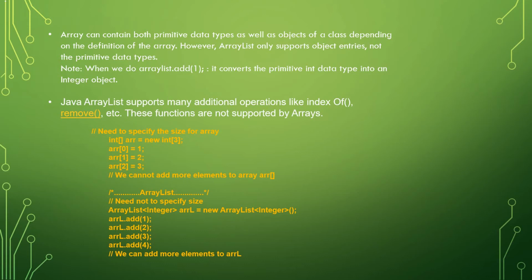For an array, you need to specify the size. Here we have specified 3, but we cannot add more elements to the array. This is a very basic difference. For ArrayList, you need not specify the size, and you can add more elements. If you look at the code, I'll pause for a minute. Here is the ArrayList. We define the type of object we are using, this is the reference variable, and you can even add more elements to the ArrayList.